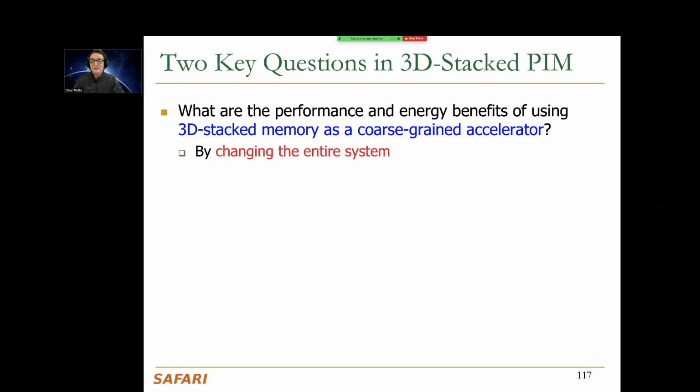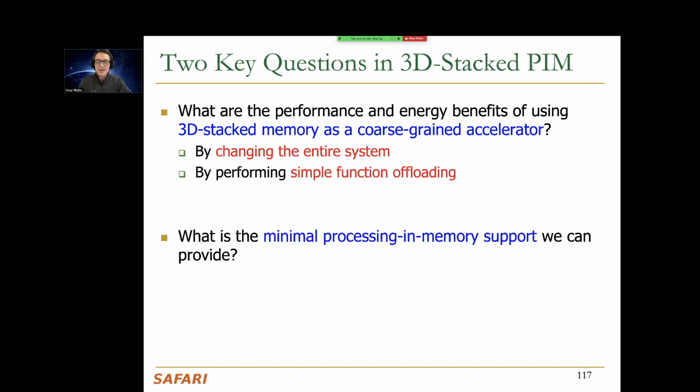If we had the entire freedom in the world to change the entire system, including the programming model, virtual memory, coherence, etc., what can we do? What kind of benefits can we get? Or if we had a little bit less freedom, can we do something simple, like function offloading, to get some benefit? And then what is the minimal side? What is the minimal processing and memory support we can provide with minimal changes to the system and program?